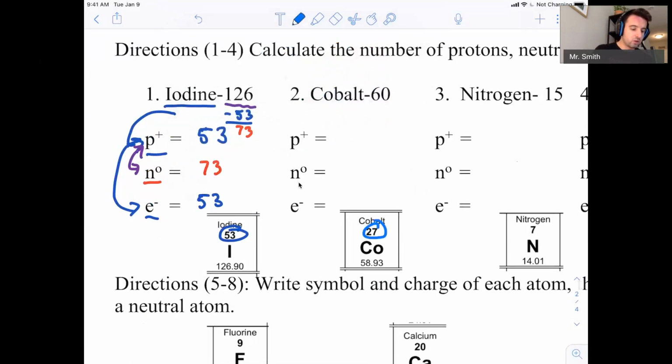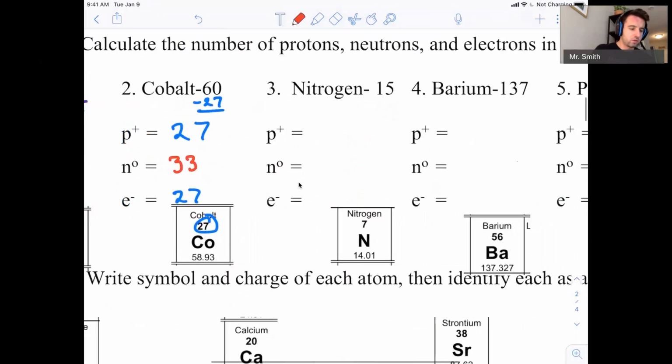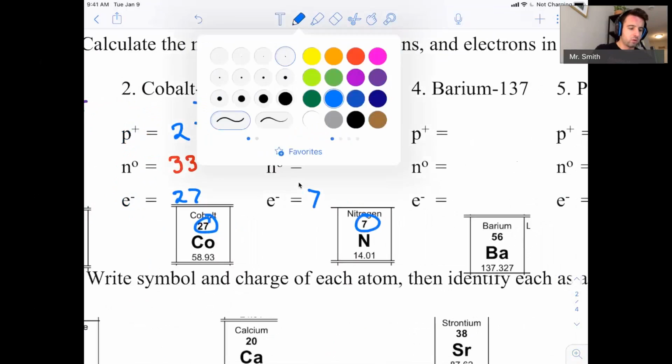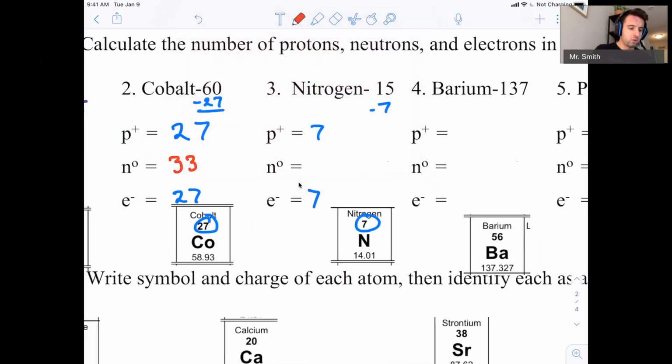So for the second problem, let's go ahead and do this. Cobalt 27, so that's 27 protons and 27 electrons. Then, of course, 60 minus 27 is going to give us our number of neutrons, which in this case is 33. Yeah, 33 is our number of neutrons. Okay, next one, nitrogen has 7, so 7 is our number of protons and our number of electrons, and then 15 minus 7 is going to give us 8. Yeah, 8.